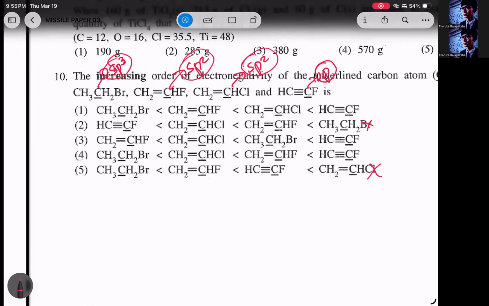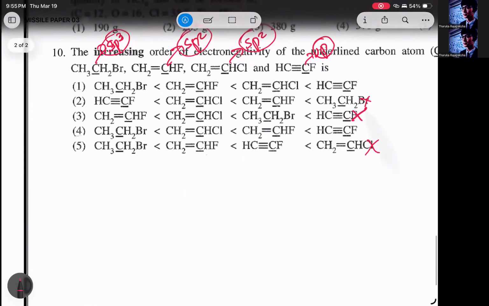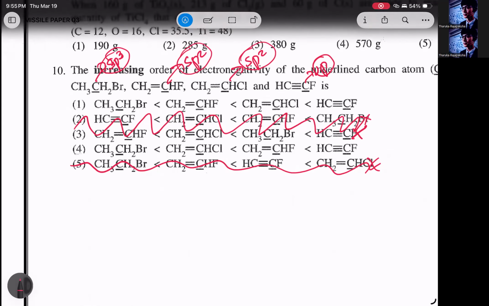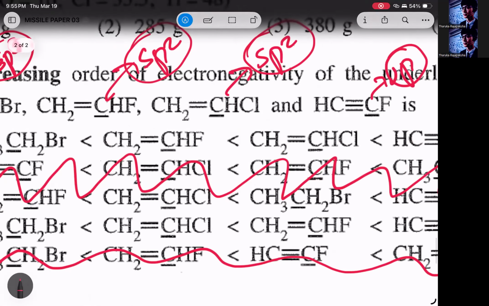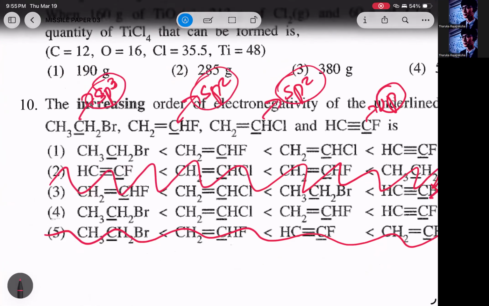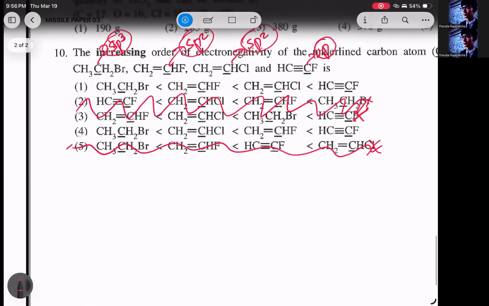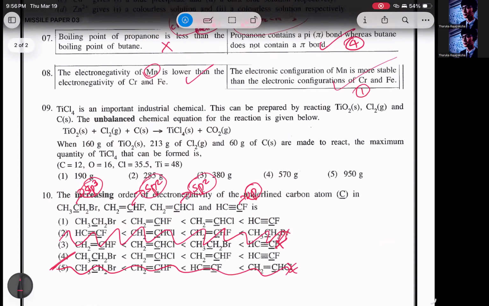So out of them, sp2, this carbon should be larger. So we can tell that this should be the least, right? This should be the least. So we can't take the third one also. Third one also can't be an answer. So we have eliminated second, third, and fifth, right? So we can compare between these two. The difference there is the fluorine atom is more electronegative than chlorine. We look at the neighboring atoms. Fluorine is more electronegative, which gives a more positive charge on carbon, which makes it more electronegative. So here you can go for answer number 4.